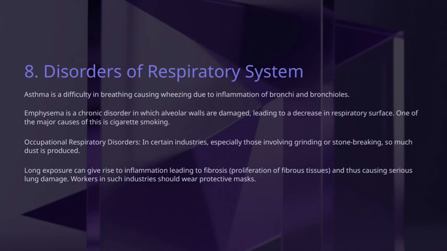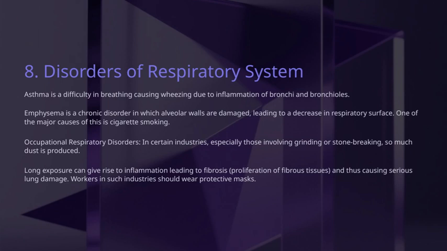Now, let's talk about long exposure to harmful substances in the workplace. When workers are exposed to dust or fumes over a long period, it can cause inflammation in the lungs. This inflammation can lead to fibrosis, which is the proliferation of fibrous tissues in the lungs. Essentially, this means the lung tissue becomes thickened and scarred, leading to serious lung damage. To prevent this, it's crucial that workers in such industries wear protective masks to reduce their inhalation of hazardous particles.